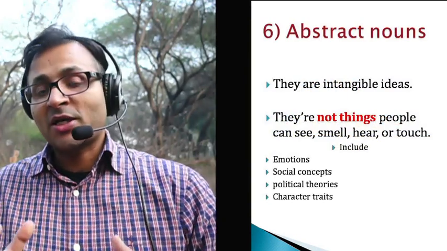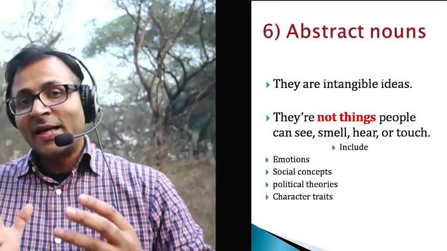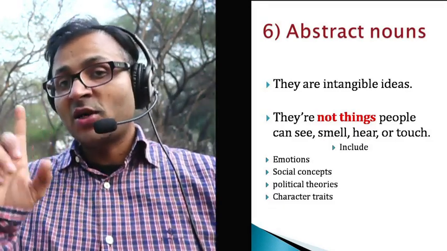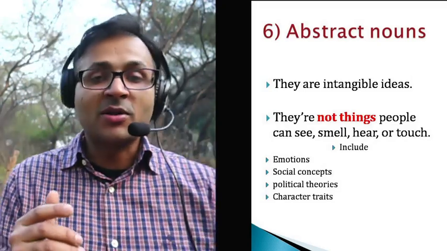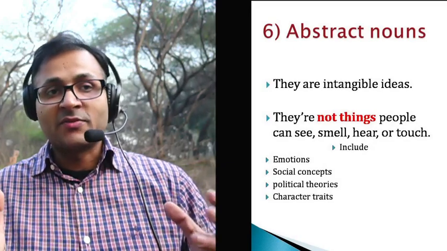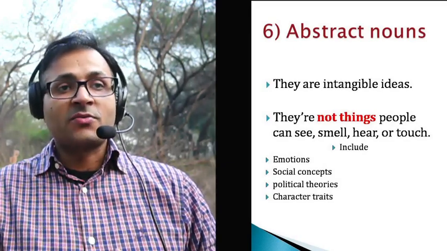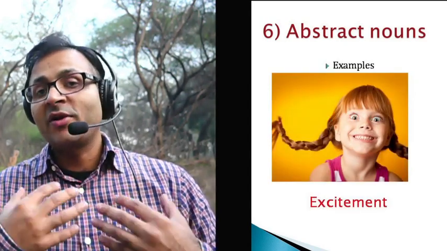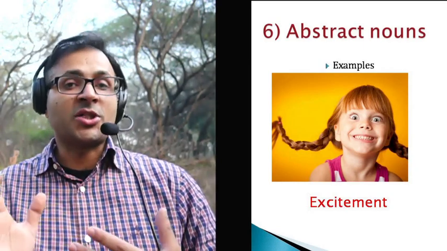Now we have abstract nouns. They are just the opposite of concrete nouns. There are many things that exist, but you can just feel them, you can't see them, you can't touch them, you can't smell them, you can't even eat them. For example, we have social concepts like democracy, political theories, characteristic traits, or, for example, love. You can feel it, it exists, but you can't see it, you can't touch it.